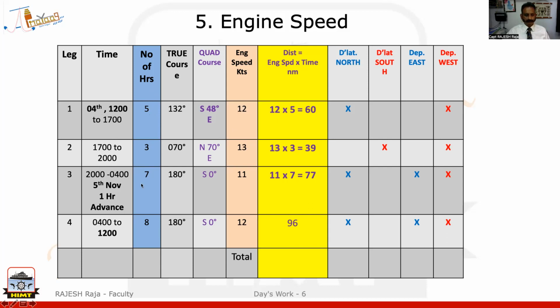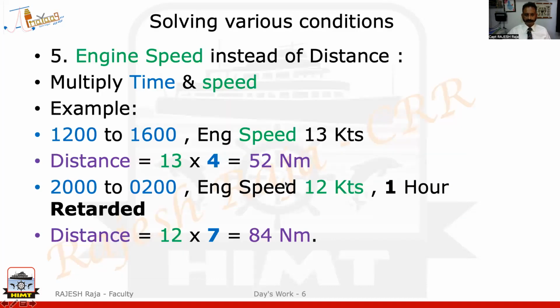Look at the third one. Night 8 o'clock to 4 o'clock in the morning is actually 8 hours. I've given you the example of 1 hour advance. So 1 hour advance means I've lost 1 hour. So it is not 8, it is going to be 7. I'm going to multiply 7 into 11, and that is the distance. So this is how you use your engine speed.